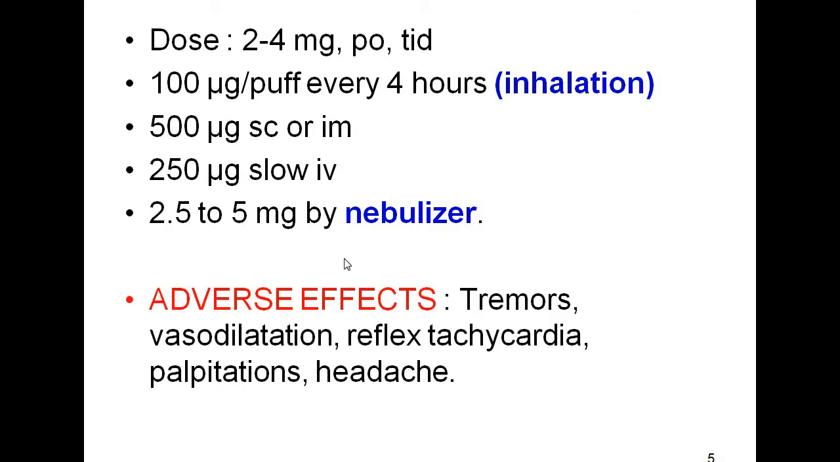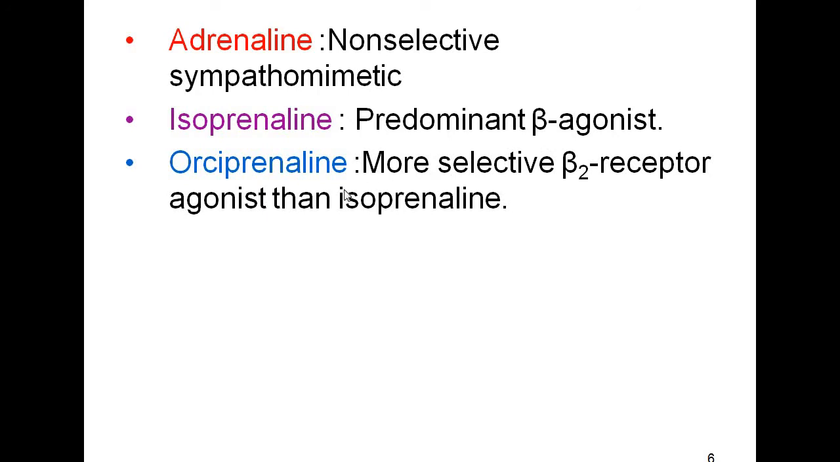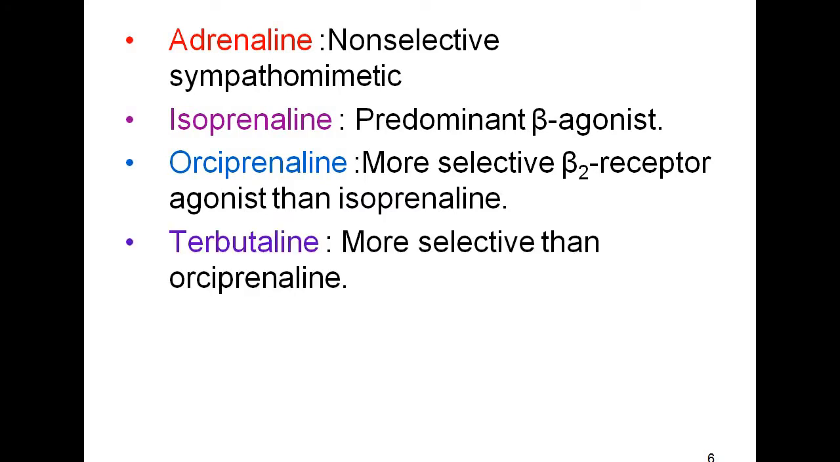The common adverse effects associated with the beta-2 selective agonists include skeletal muscle tremors, vasodilatation, reflex tachycardia, palpitations, and headache. Adrenaline is a non-selective sympathomimetic. Isoprenaline has predominant beta agonist action, but it does not differentiate between beta-1 and beta-2. Orciprenaline is comparatively more beta-2 selective when compared with isoprenaline. Terbutaline is more selective than orciprenaline. But among the beta-2 selective agonists, salbutamol and levosalbutamol are the most widely used.